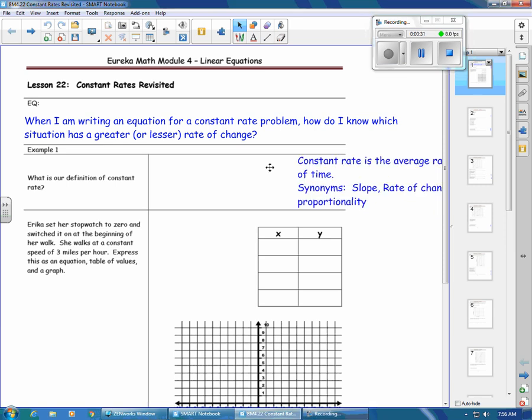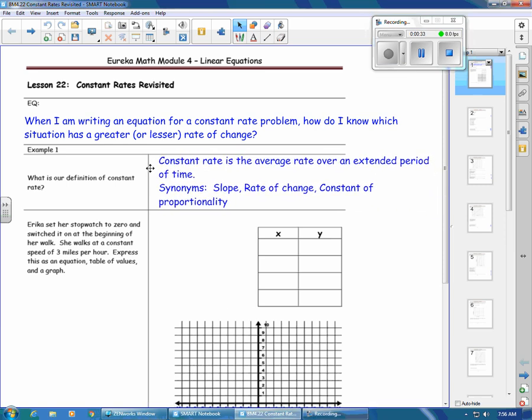This is going back to earlier in the module. I think it was actually in the last book. Constant rate is the average rate over an extended period of time. Synonyms that mean the same thing as constant rate are slope, rate of change, and constant of proportionality. Constant of proportionality is something that you talked extensively about last year in 7th grade when you were learning about proportions. And that is the same thing as slope in an equation. It's the same thing as rate of change when we're talking about a table.